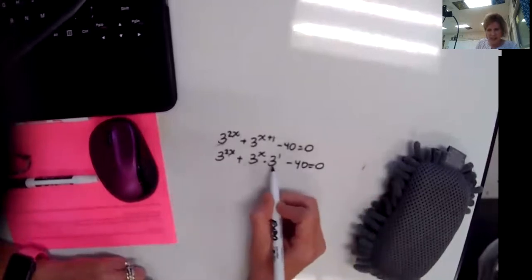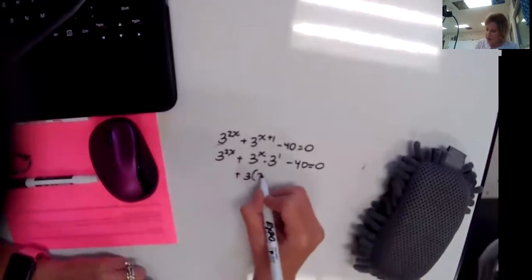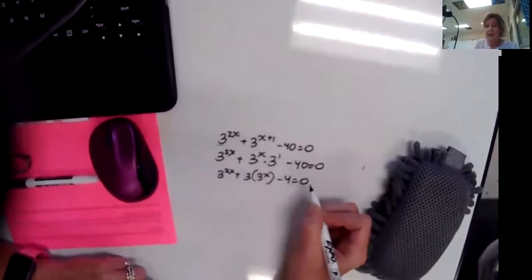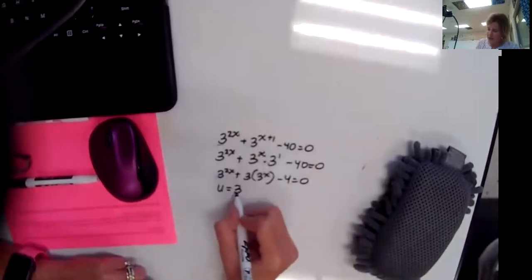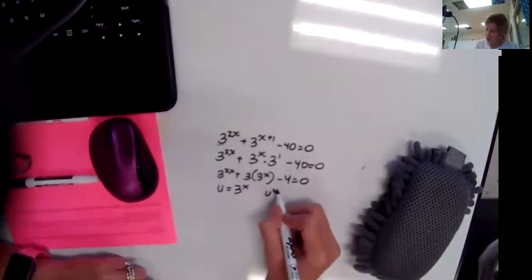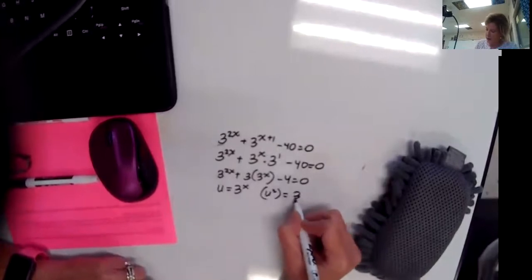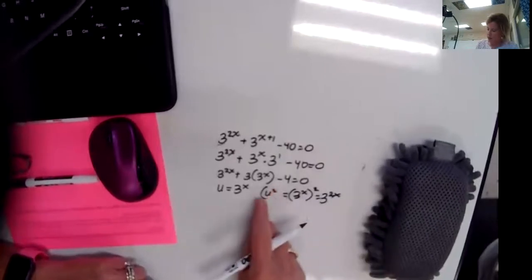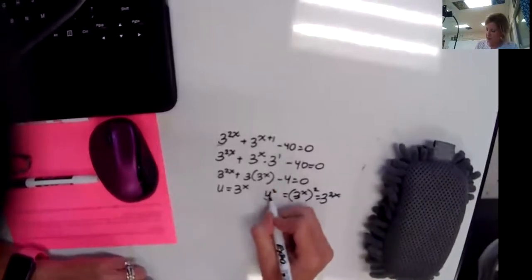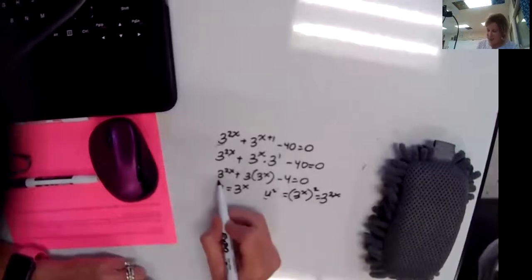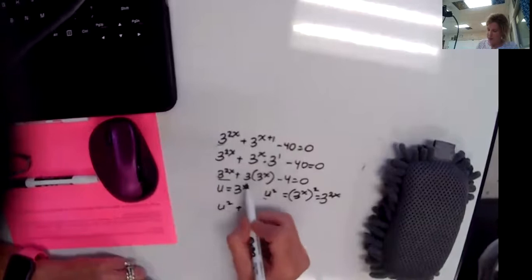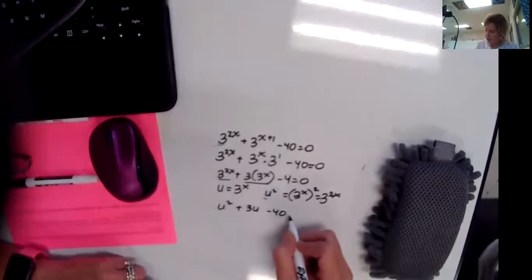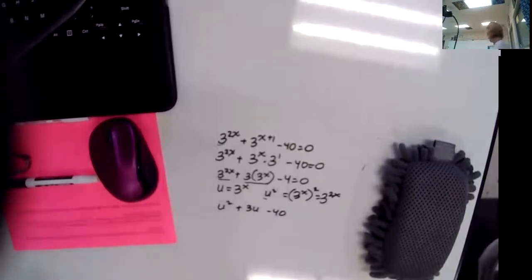And then 3 to the x times 3. Let me write that as 3 times 3 to the x. Now I can say u is 3 to the x. U squared is 3 to the x squared, which is 3 to the 2x. There's no need for me to have those parentheses there. Now I can say 3 to the 2x is u squared. This 3 times 3 to the x would be 3 times u, minus 40. Is it minus 40? Yeah, equals 0.